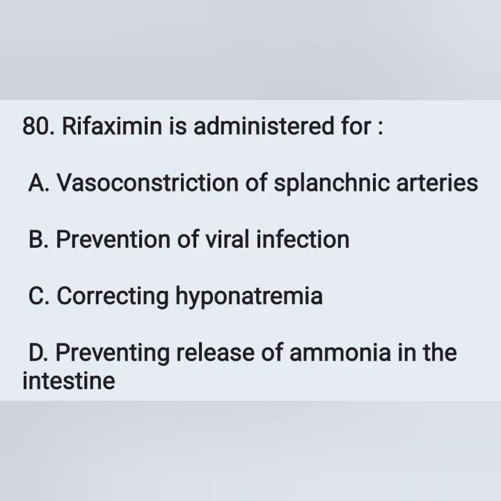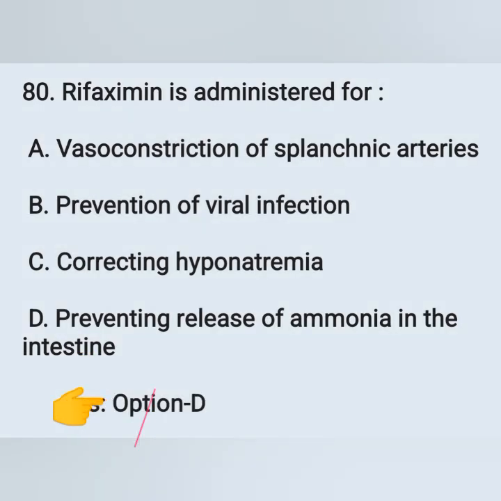Question number 80. Rifaximin is administered for. Options. Option A, vasoconstriction of splenic artery. Option B, prevention of viral infection. Option C, correcting hyponatremia. Option D, preventing release of ammonia in the intestine. Rifaximin is an example of antibiotic which is used to prevent the release of ammonia in the intestine. Option D is the correct answer.